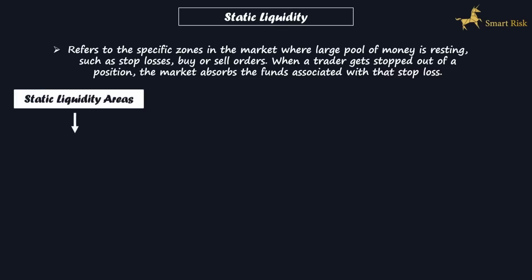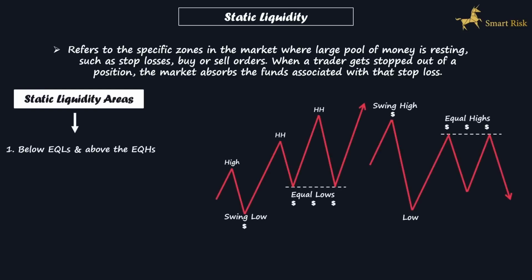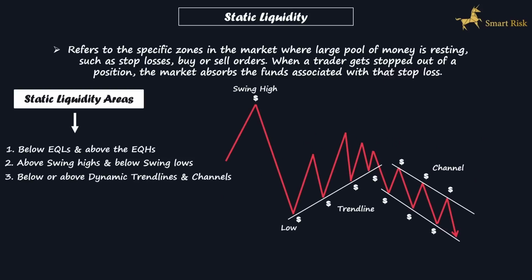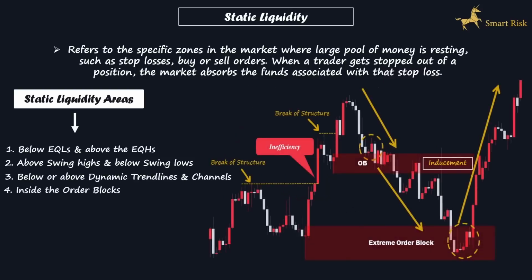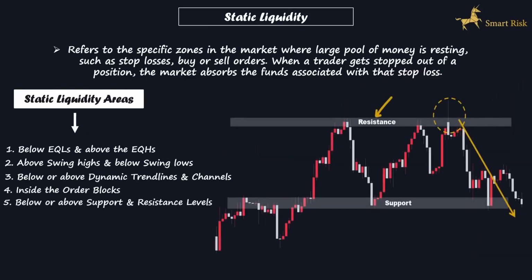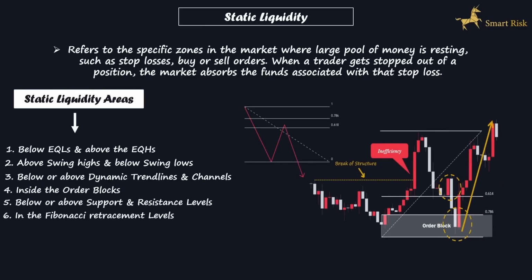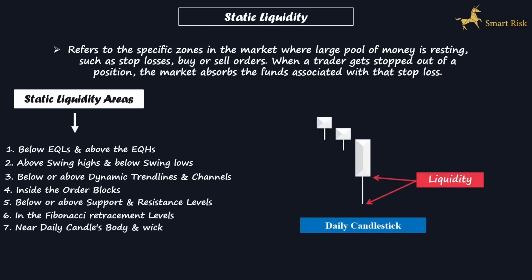Static liquidity can be identified in various areas on the price chart, like below equal lows and above equal highs, above the swing highs and below the swing lows, below or above the dynamic trend lines and channels, inside the order blocks, below or above the support and resistance levels, in the Fibonacci retracement levels, near the daily candle's body and wick. Having a solid grasp of static liquidity zones reveals their profound impact on market price direction. Neglecting them can lead to substantial losses.